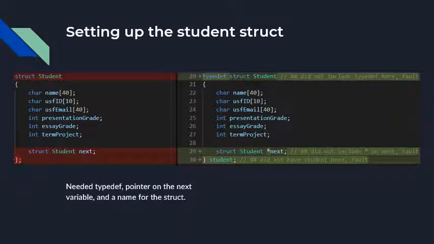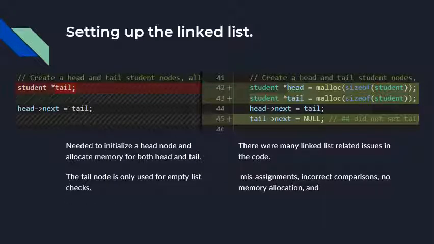At the beginning of the code, setting up the student struct, the error code is on the left and our fixed code is on the right. As you can see, they left out the typedef, the pointer on the next variable, and the name for the struct. That was a simple correction. Next, how they implemented their linked list. They created a head and tail node, but they didn't allocate memory for these nodes, and they also didn't create the proper next node to go through each of the linked lists.